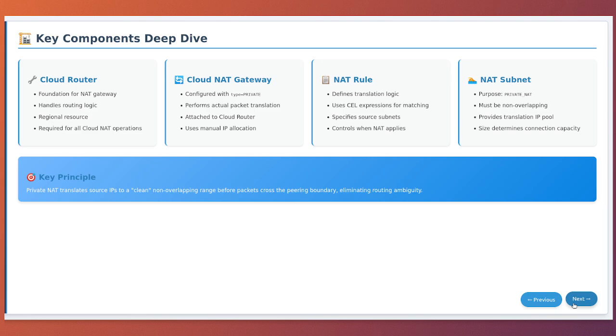The NAT rule is where the magic happens. It's the brain that decides when traffic from subnet X is going to destination Y, apply NAT using range Z. Your source subnet contains the virtual machines that need to communicate across the peering connection. The NAT subnet is crucial. It must be completely non-overlapping with anything in the destination VPC. Think of it as your clean address space for translation.